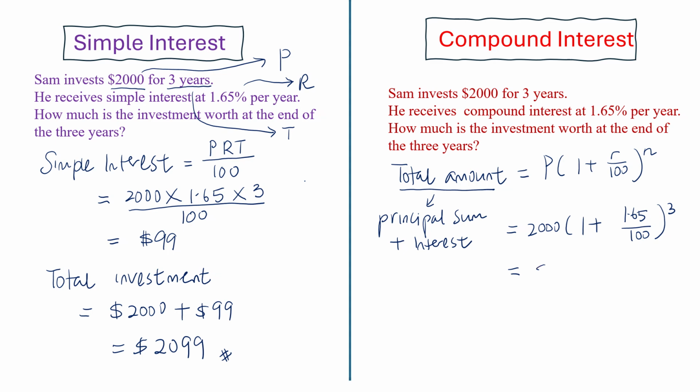And the value we get will be $2,100.64. So if you compare the two values, we can see that the investment that is compounded is more than the investment that is only getting simple interest.